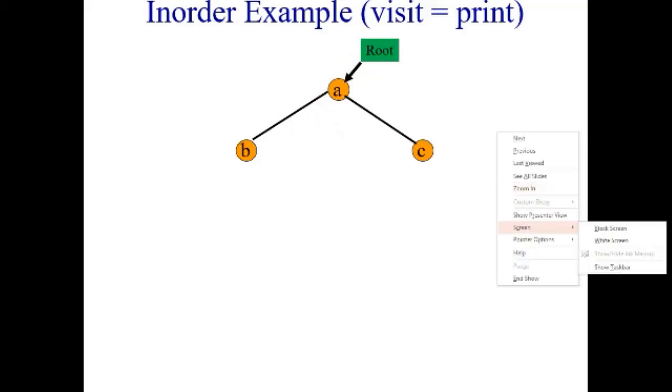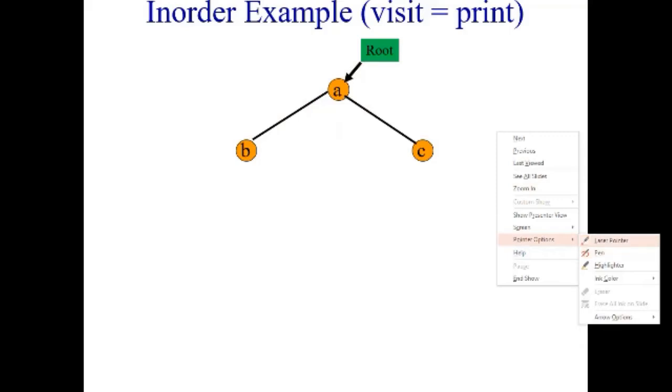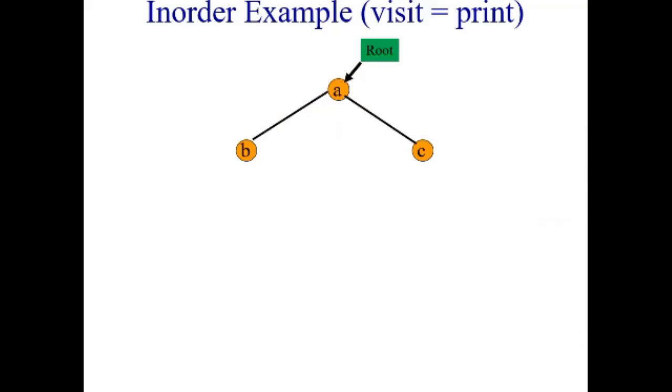For the in-order traversal example, we'll take one simple example. A is the root node, the left child is B and the right child is C. It's a very simple binary tree. Let's start from the root. First you have to visit the left subtree. The left subtree is a binary tree, so I should visit the node B. We have to start from node B because it is a binary tree.